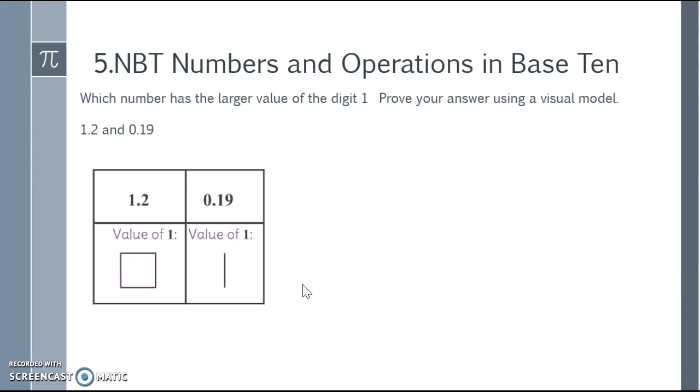I have the value of 1 in 1 and 2 tenths as a whole, which is just a box for short instead of putting all the little tiny squares. And 1 is in the value of the tenth spot, which would represent a single long or 10 little ones put together. I can see that a whole is much larger than a long. So the digit of 1 in 1 and 2 tenths has the larger value.